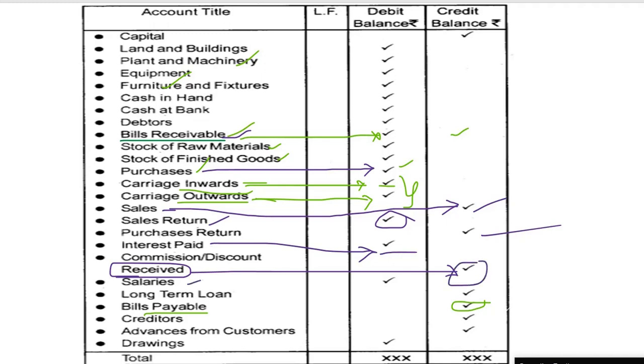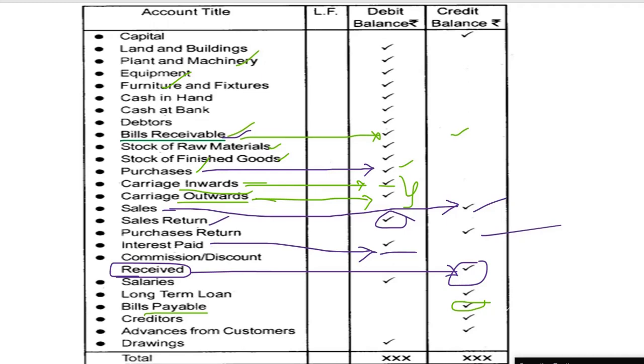Next, it is the salaries. For salaries also, for employees we need to pay the salaries, guys, so it comes under the debit balance. Next, long term loan. Long term loan comes under the credit balance. Bills payable, I already told that bills payable comes under the credit balance, guys. Here bills receivable means whatever bills we are going to receive, and we need to pay the amount for them.